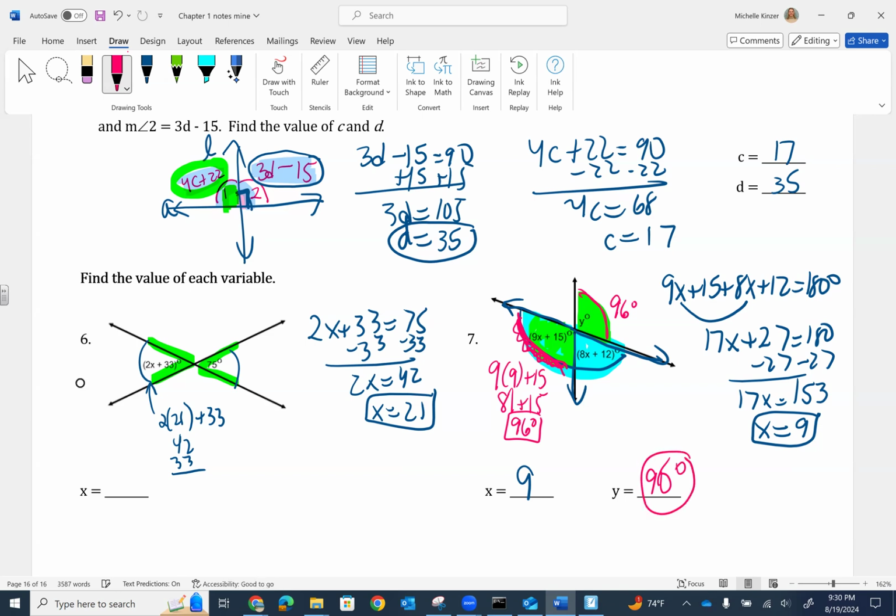Okay. All right. So we did a couple steps. All right. Let's practice it up and let's see if we can make some progress.